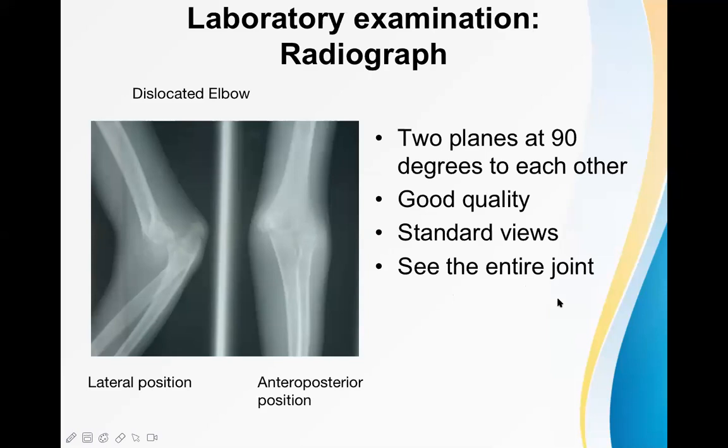Now, regarding the lab examination or investigation, the X-ray is always done if you suspect dislocation of any particular joint. And the X-rays are usually taken in two standard views. One is a lateral view and another one is an AP view. Okay, lateral view and AP view.